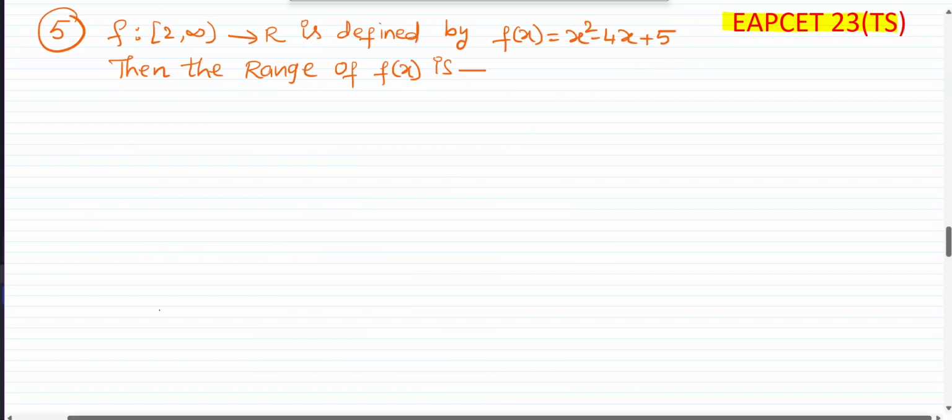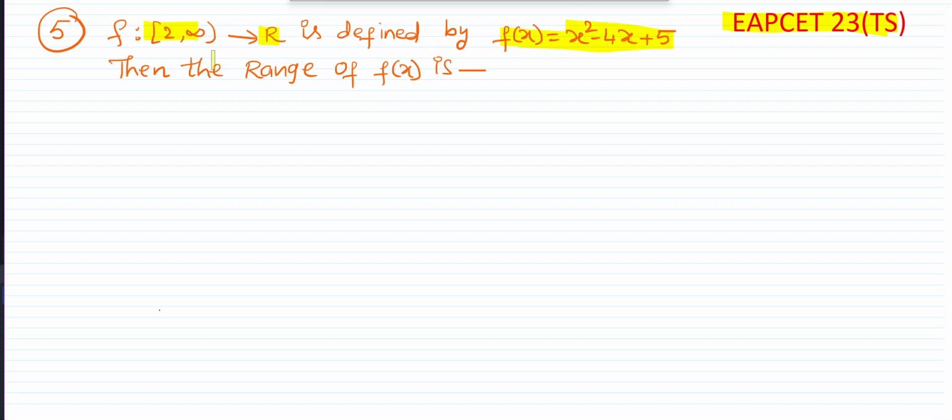This is the fifth question from functions, Eapcet 23 TS. Here it is given f maps 2 to infinity to R is defined by f of x is equal to x square minus 4x plus 5. Then the range of f of x is dash.